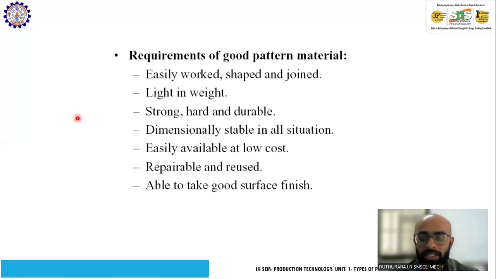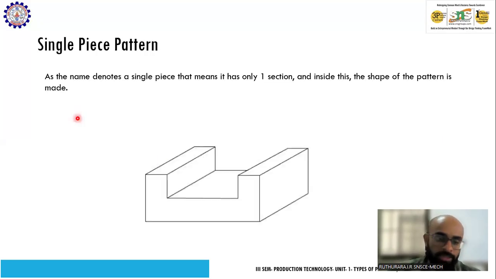It should be light in weight, because we will be using it repeatedly again and again. It should be easy to handle, hence the lightweight. Strong, hard and durable. The same point, it should be used again and again. Once the pattern is made, it can be used to make casting 1,000, 10,000 times. And dimensionally stable in all situations, whether it's a cold condition or a very hot condition. Imagine in a furnace, foundry, it will be very high temperature. So it should have dimensional stability. So these are the reasons why the pattern should be made with durable materials.